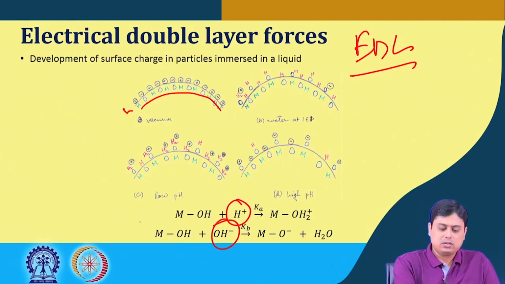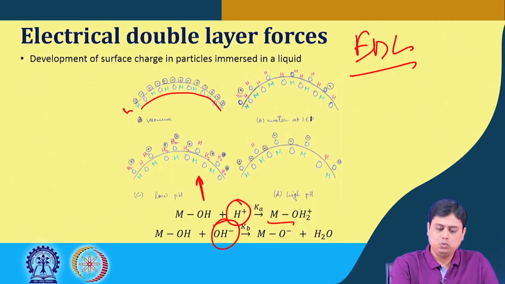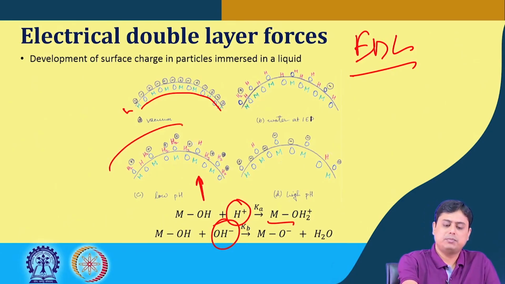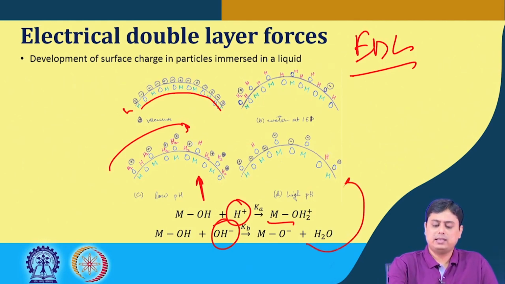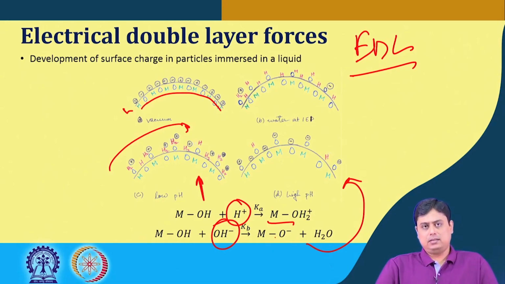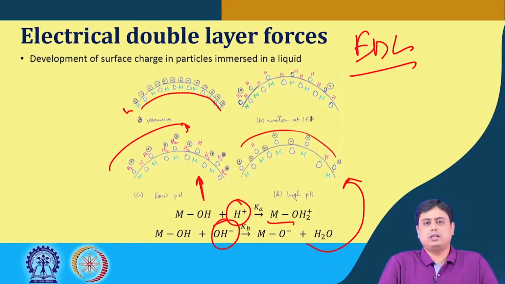In case of low pH, the configuration would look like this, where it would create MOH2 plus on the surface. In case of high pH, that is alkaline medium, it would create MO minus, or a higher density of this kind of surface charges.